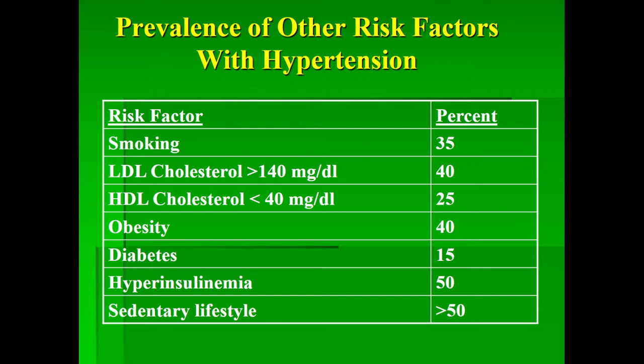Low-density lipid cholesterol is 40%, but high-density lipid cholesterol less than 40 milligrams per deciliter is 25% risk. Obesity, 40%. Diabetes, 15%. Hyperinsulinemia, 50%. Sedentary lifestyle, more than 50%.